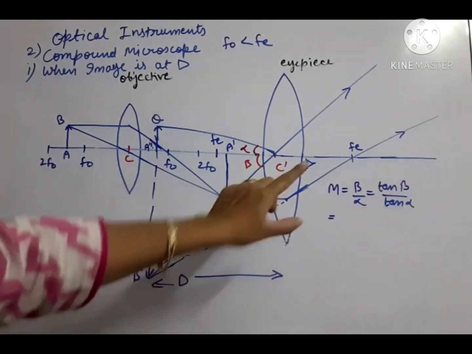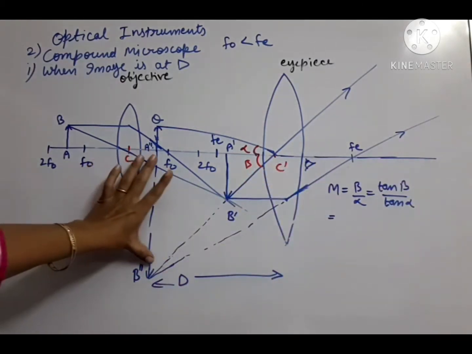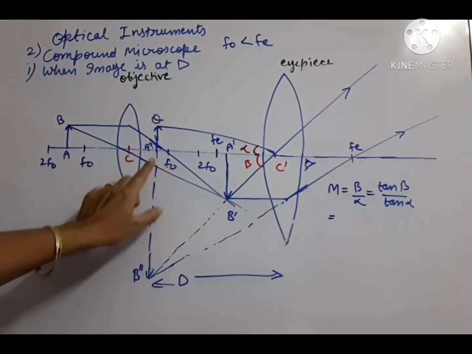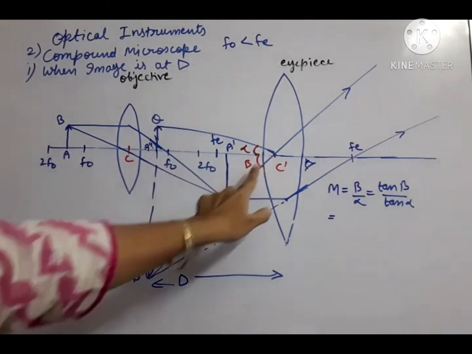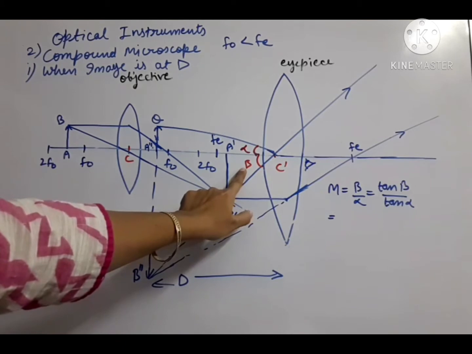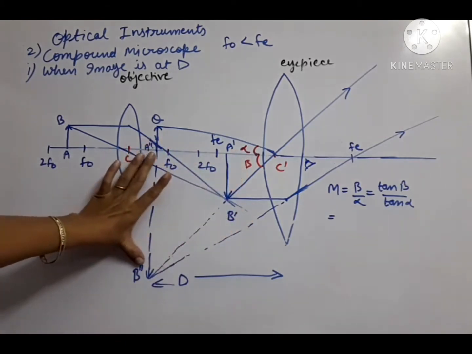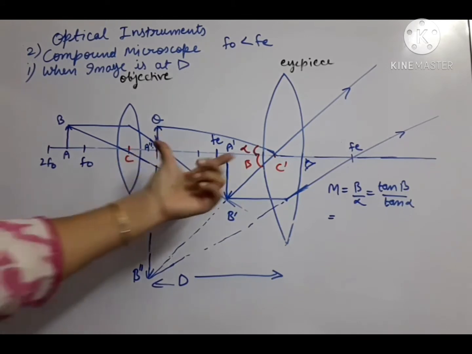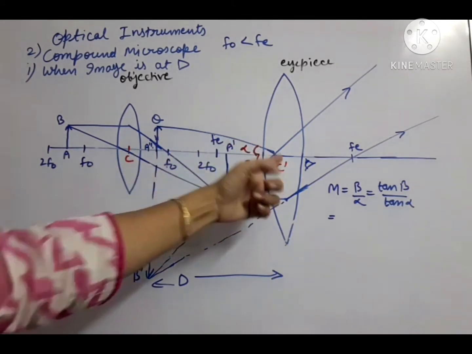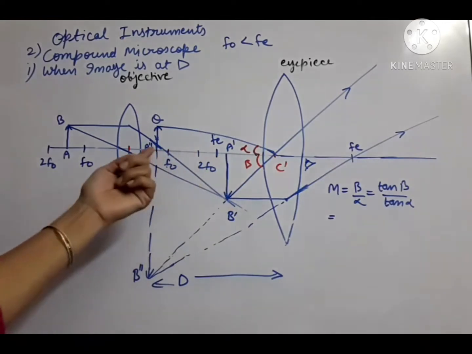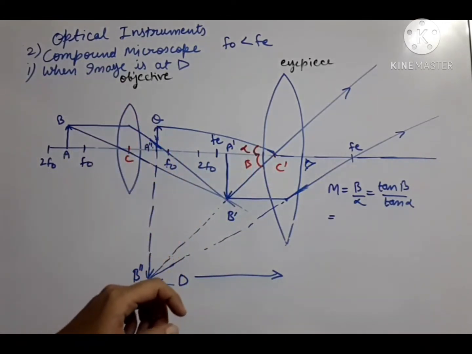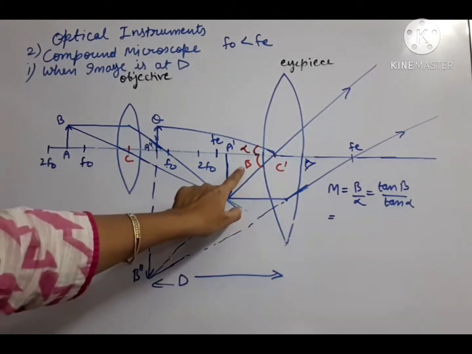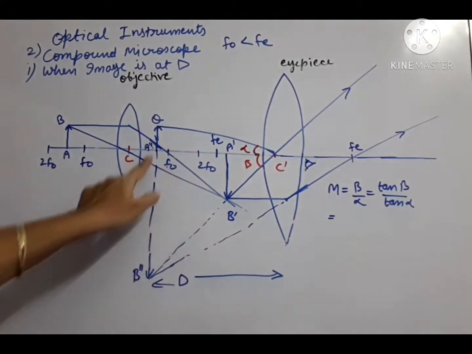Now tan beta, so for finding tan beta you have to search the triangle in which beta is appearing. So you can see here in this triangle beta is appearing. Beta means perpendicular, tan beta means perpendicular upon base. So perpendicular is A double dash B double dash, base is C dash A double dash. From here to here is the base. So you have to see which triangle, the triangle in which beta is appearing. So you take this complete triangle.